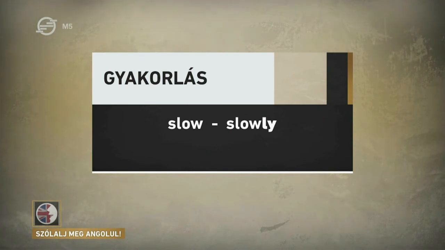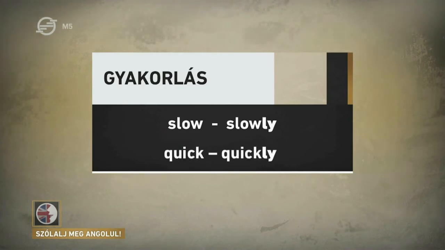Well, what's the opposite of slow? That's right. The opposite of slow is quick. So, how do we make an adverb from the adjective quick? Correct. We add ly to the end of the adjective and turn quick into quickly. Again, very simple, isn't it?